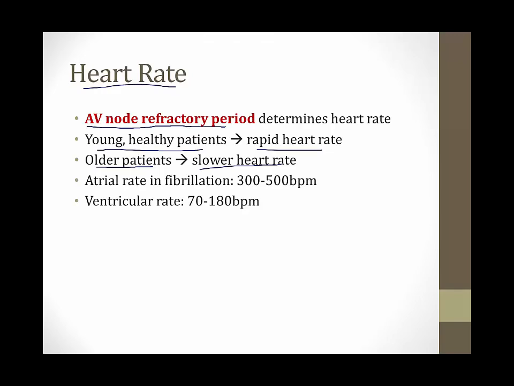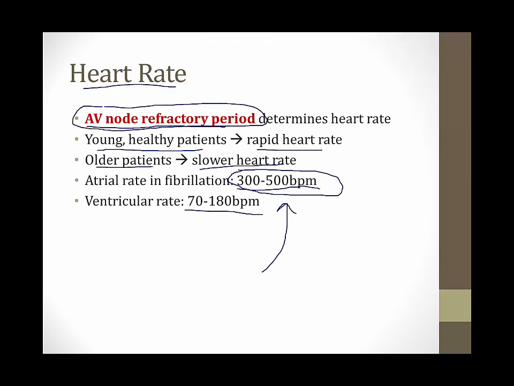Just to put this into perspective, the atrial rate in atrial fibrillation is generally around 300 to 500 beats per minute. This is how quickly all those depolarizations are occurring in the atria, but the ventricular rate is usually around 70 to 180. The reason it's slower is because all of these depolarizations cannot be conducted to the ventricle, and the reason for that is because the AV node has a refractory period, and you can't conduct faster than that refractory period.